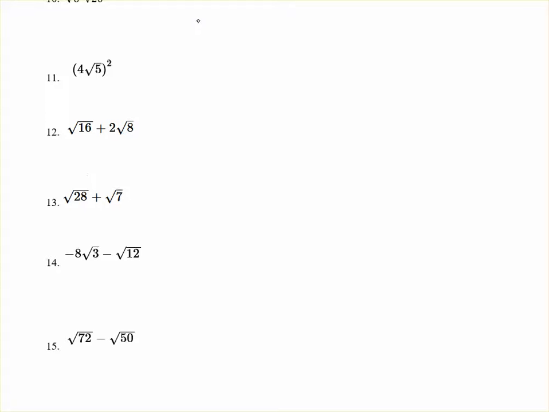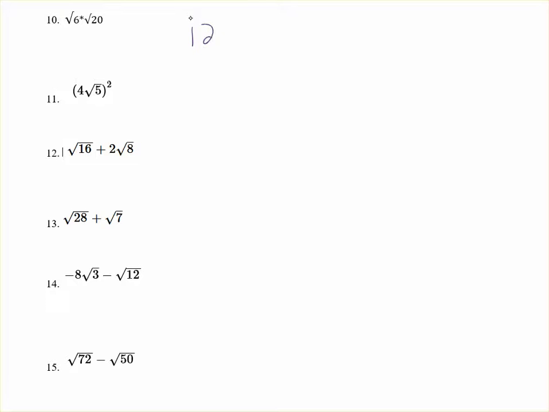So in number 12, we have the square root of 16 plus 2 square root of 8. Now we have two different square roots being added. You cannot combine these unless you have the same square root underneath the radical. So if we had the square root of 16 plus the square root of 16, you could add them. But we do not have that, so what we do first is we simplify the roots, and then we check and see if we can combine them any farther.